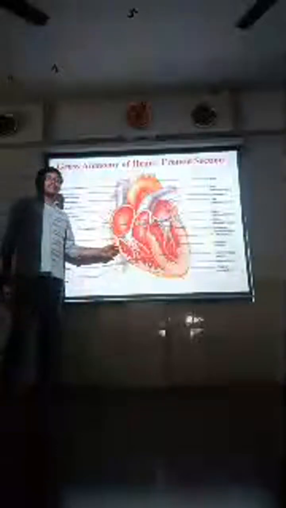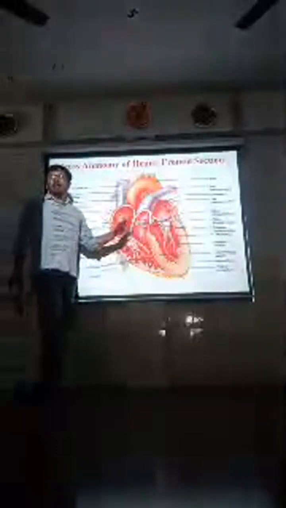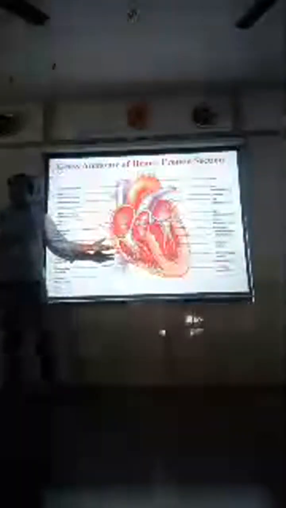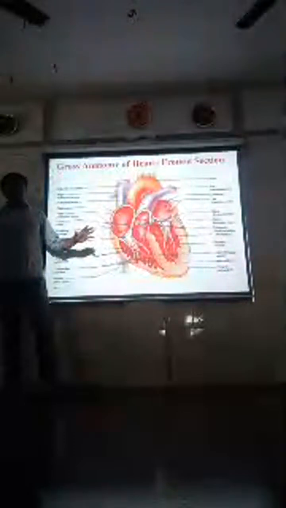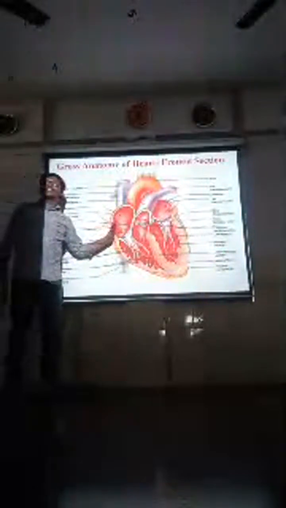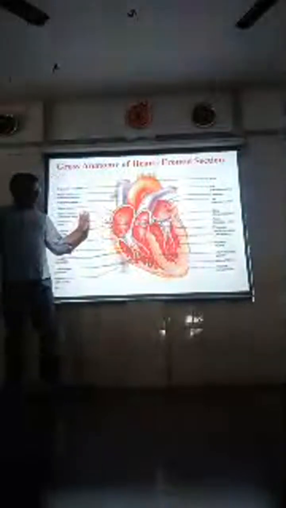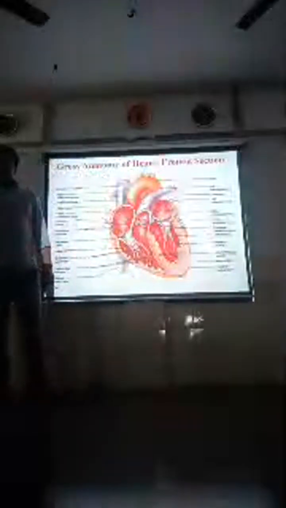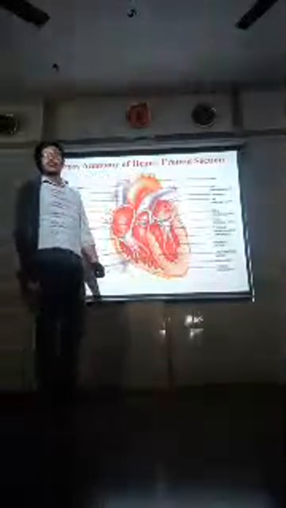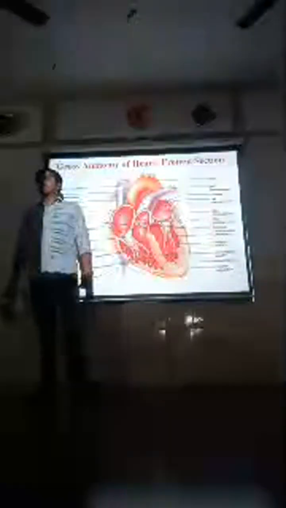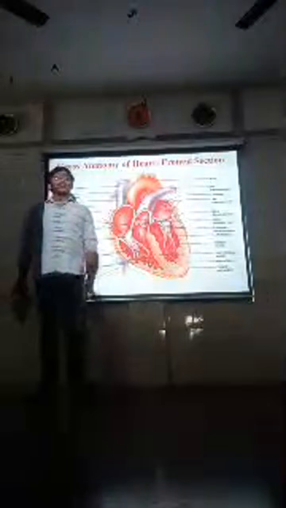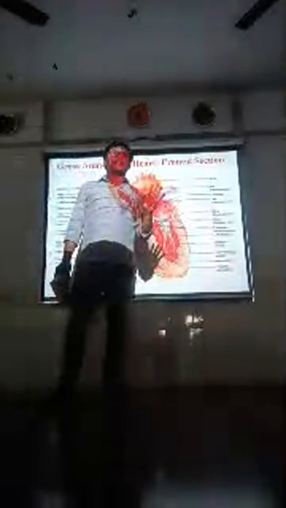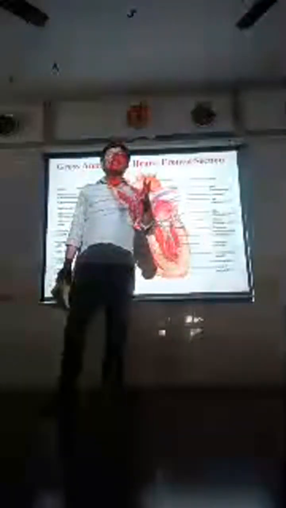So the right side has the tricuspid valve, and the other valve is the pulmonary valve. Those are the two valves present on the right side of the heart. The valves on the left side are the bicuspid valve and the aortic valve. Yes or no? Yes, sir. So how many valves does a heart have? Four valves. They act as a gateway for the blood.